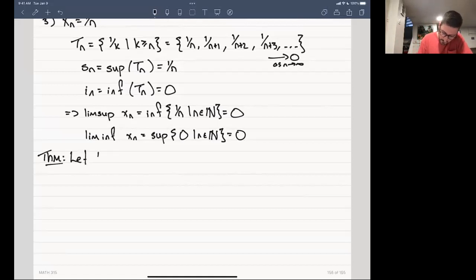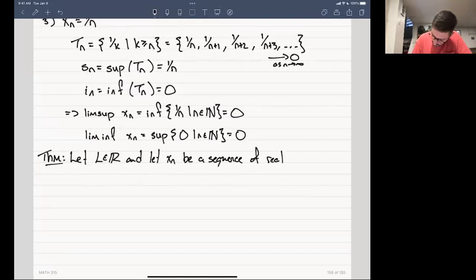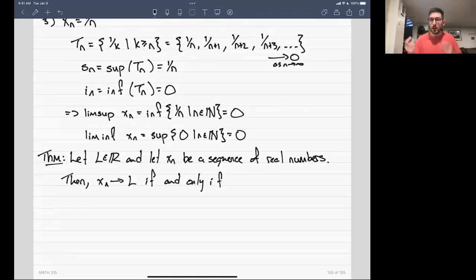So let L be in R, and let Xn be a sequence of real numbers. Then Xn converges to L if and only if, so this is a logical equivalency, we're going to have to prove two directions for this, if lim sup of Xn is equal to L, which is equal to the lim inf of Xn.